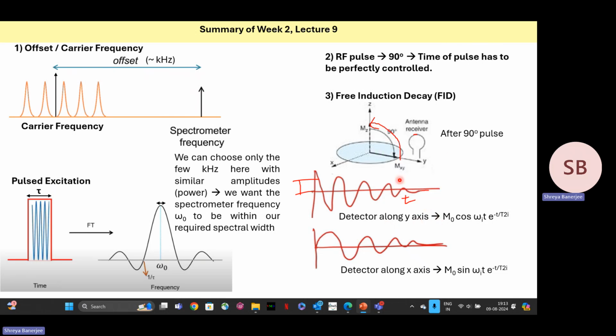Depending on whether the detector is placed along the y or x axis, the wave that is obtained can be described by a cos wave or a sine wave. A cos wave is where at 0 it is maximum because cos 0 is 1, and a sine wave is where at 0 it is 0 because sine 0 is 0. So depending on whether the detector is placed along x or y, and whether the 90-degree pulse we are supplying is forcing the magnetization along x or along y, we will either get a sine wave or a cosine wave. And this kind of wave is called the free induction decay.